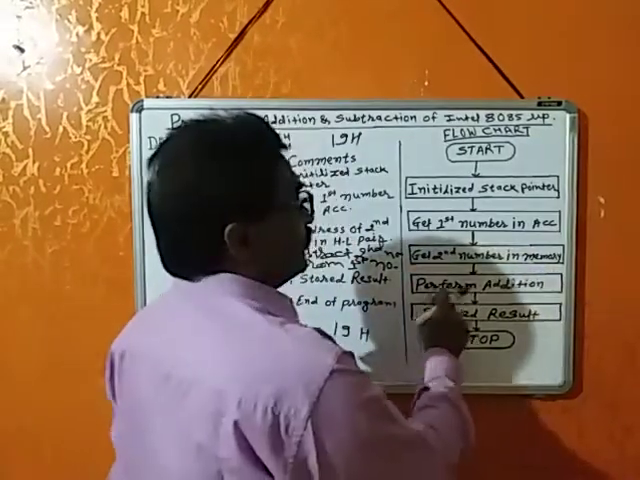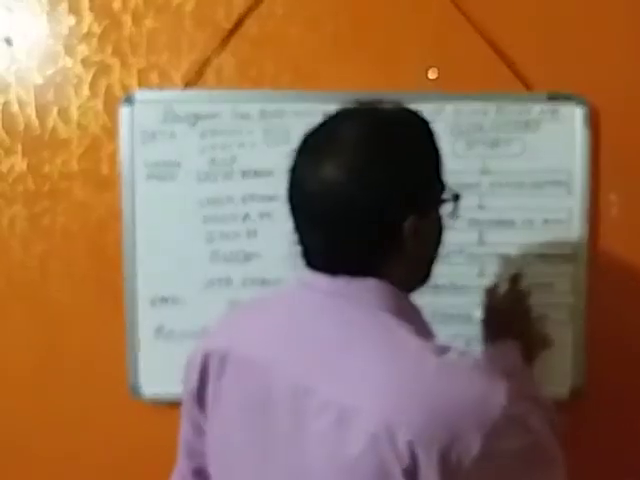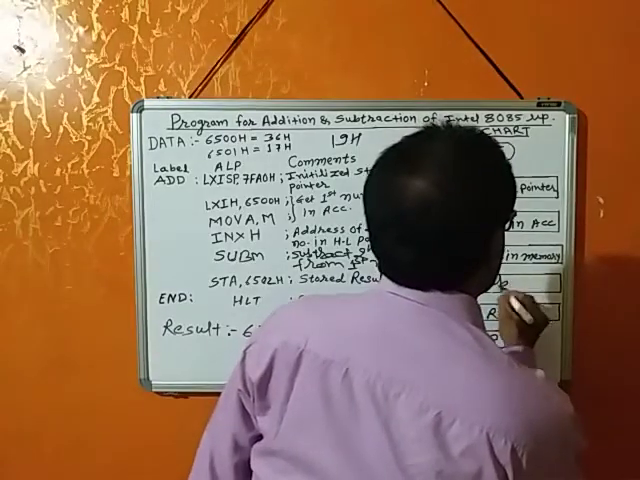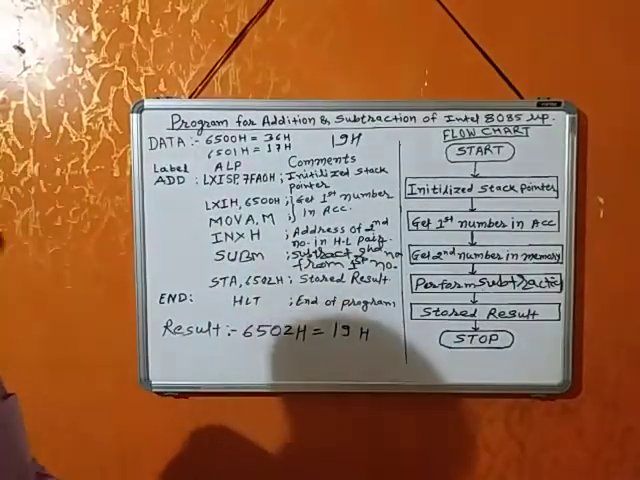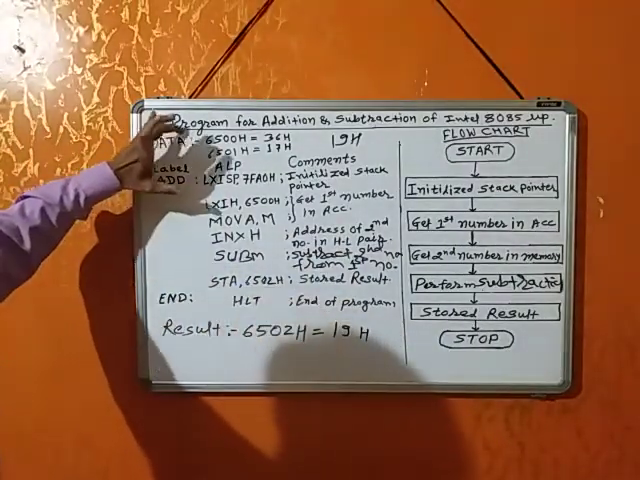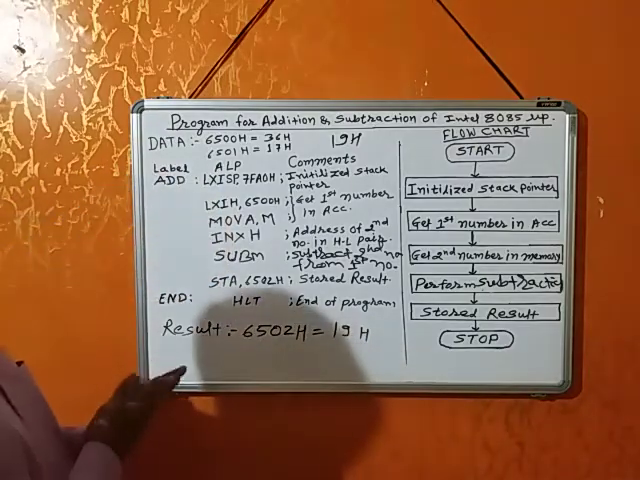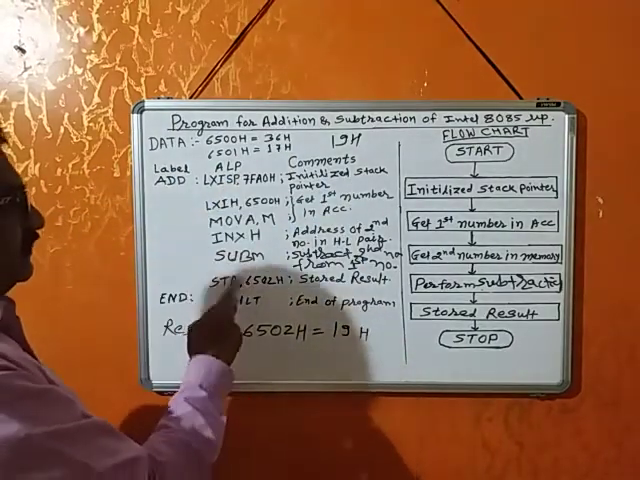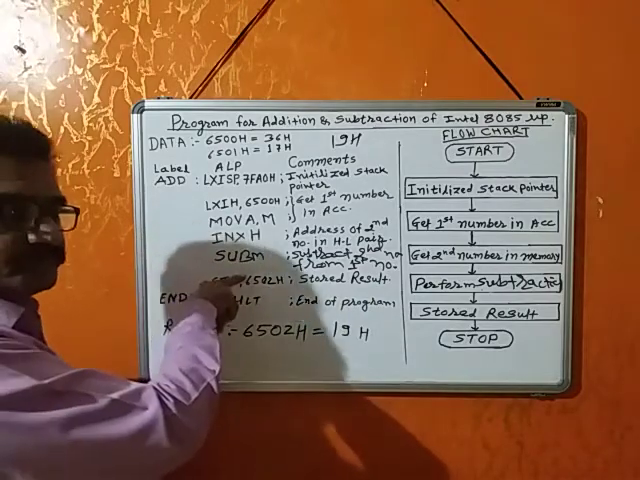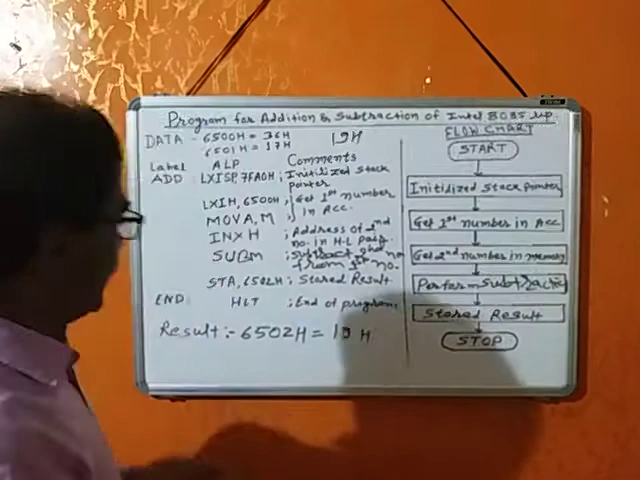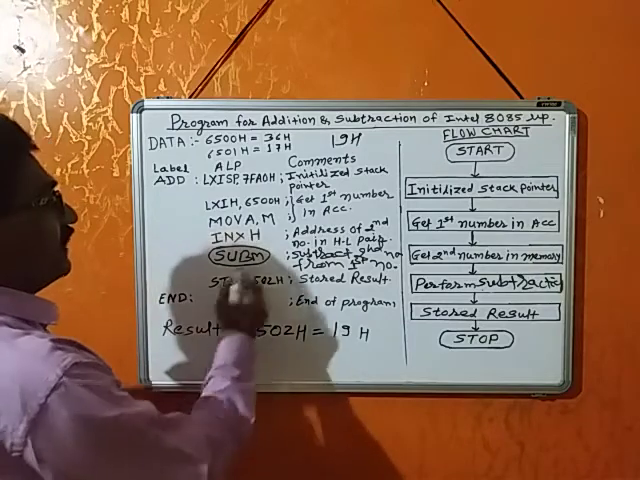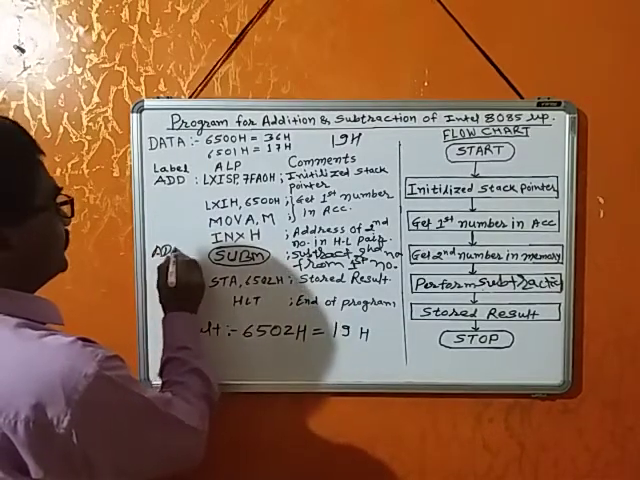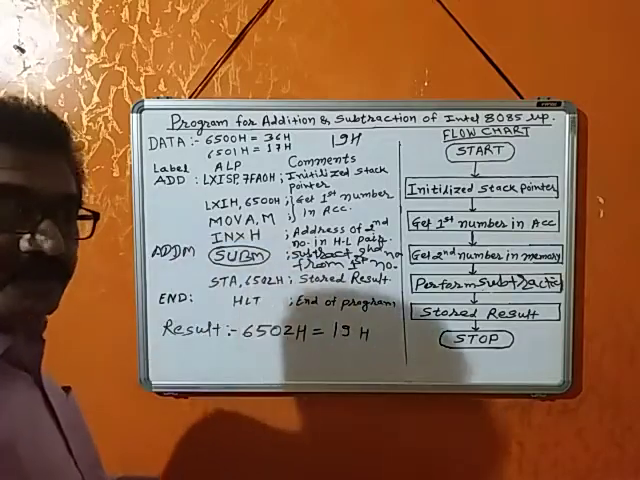Here, instead of addition, perform the subtraction. Perform the subtraction. Means while forming the program for addition, we can also learn the program for subtraction. The only difference is in this instruction: for subtraction, and in addition, instead of subtraction, we write ADD M.